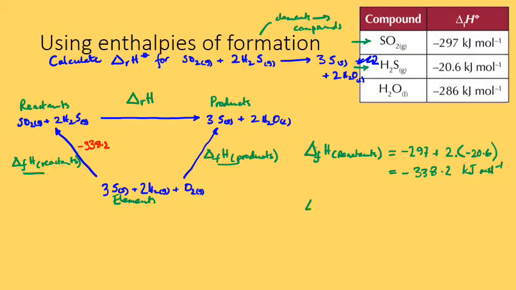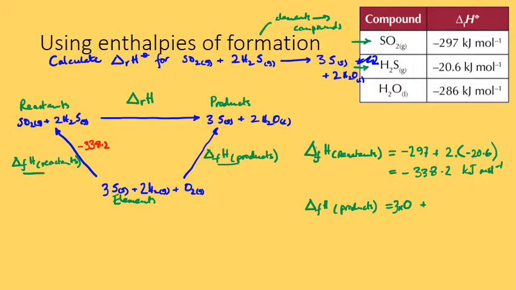So now what we're going to do is work out the enthalpy change of formation of the products. First thing is, one of the products is sulfur solid, which is an element. So there's no enthalpy change when elements are made from elements. So for completeness, we can put that down as 0. You could even put 3 times 0 if you want. So that takes care of the sulfur.